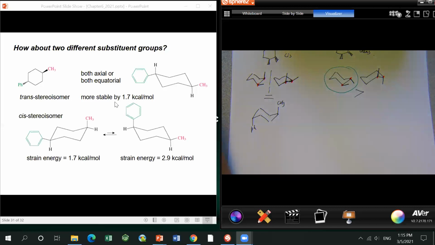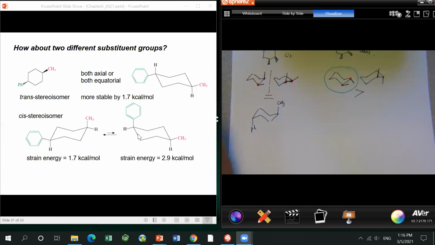But when we come to the cis, here's the trans, and cis here means both substituent groups will be on the same side. For this case, the bonds point up, and then we do the ring flip. So you always put one group at equatorial and one at axial, and when you do the ring flip, you put the other one in equatorial and the first in axial. Always one equatorial, one axial.